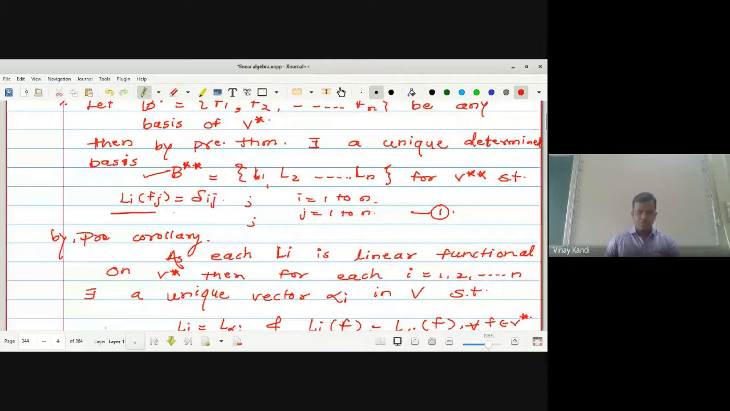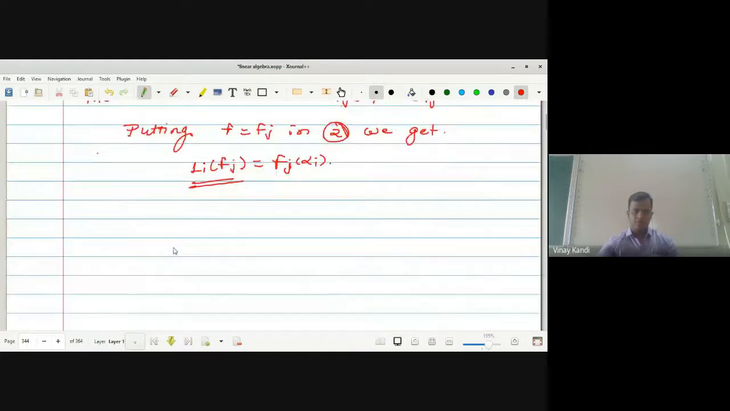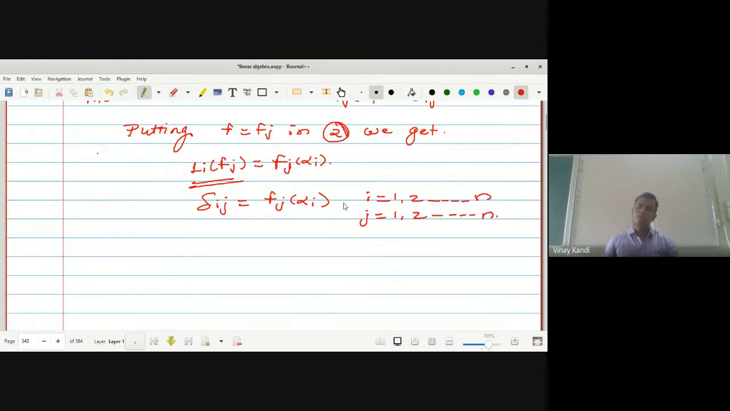Li of fj is what? Delta ij from equation 1. So this is delta ij, which is equal to fj of alpha i, where i is running from 1 to n, and j is running from 1 to n. So this implies fj of alpha i is equal to delta ij, i running from 1 to n, and j running from 1 to n.